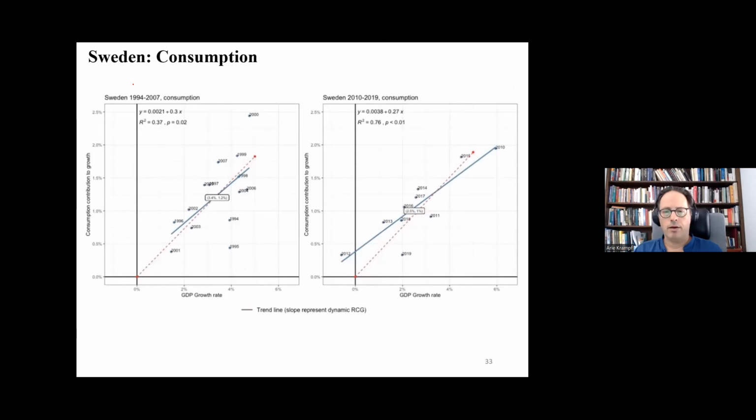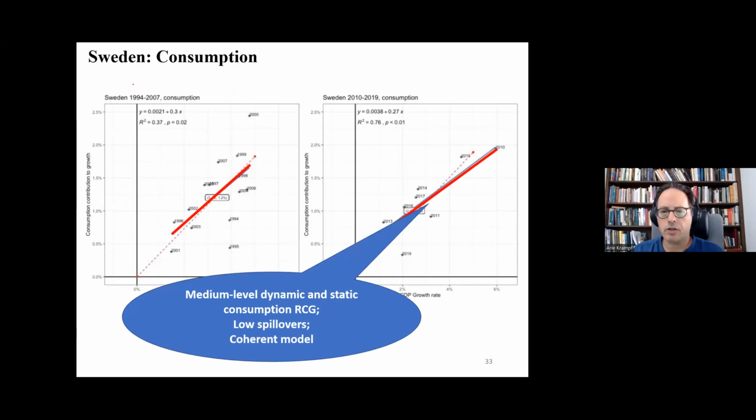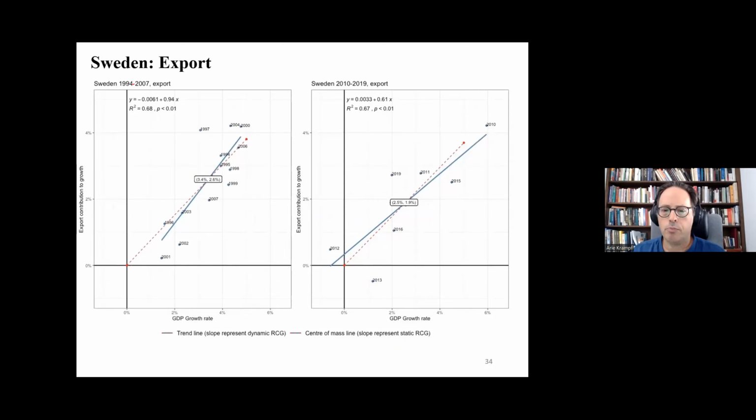Sweden. Again here we confirm the convention that Sweden had a quite balanced growth model. In terms of consumption, before and after the crisis it had a medium level dynamic and static relative contribution to growth. And in terms of export, before the crisis, dynamic RCG was 0.94, very, very high, and after the crisis, it was 0.61. In both cases, the model is very robust.